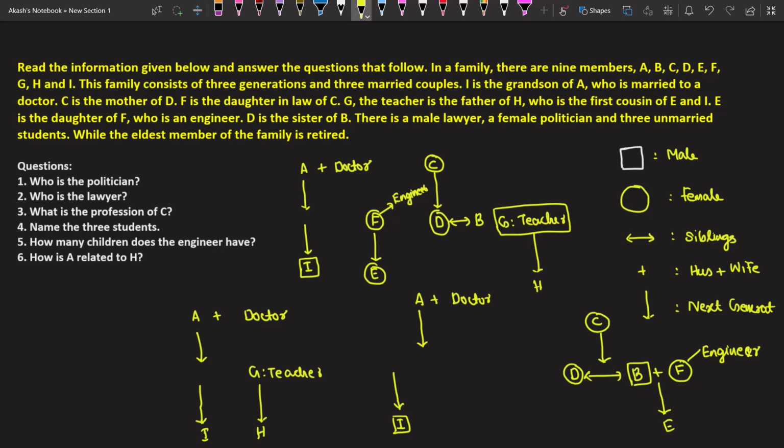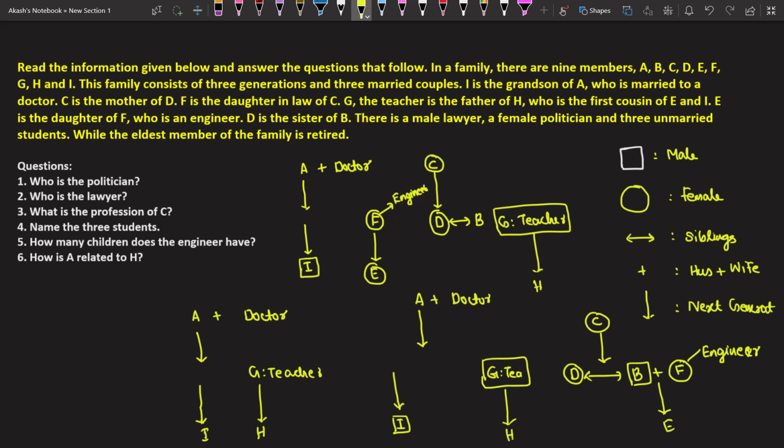They made a statement that H is the first cousin of E and I. H is the first cousin of E and I means most probably E and I will be siblings. Correct? So there is one more reason to express it like that, because of B and F. Then what about D? G is a teacher, and G's son is H.